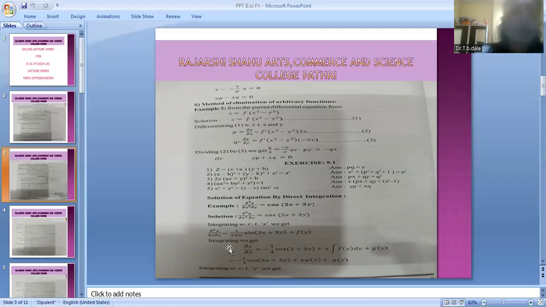Integrating, we get dou z upon dou y is equal to minus 1 by 4 cos of 2x plus 3y plus integration of f of y dy plus g of y. Integrating with respect to y, we get z is equal to minus 1 by 12 sine of 2x plus 3y plus integration of phi of y dy plus integration of g of y dy, that is z is equal to minus 1 by 12 sine of 2x plus 3y plus phi of y plus psi of x.